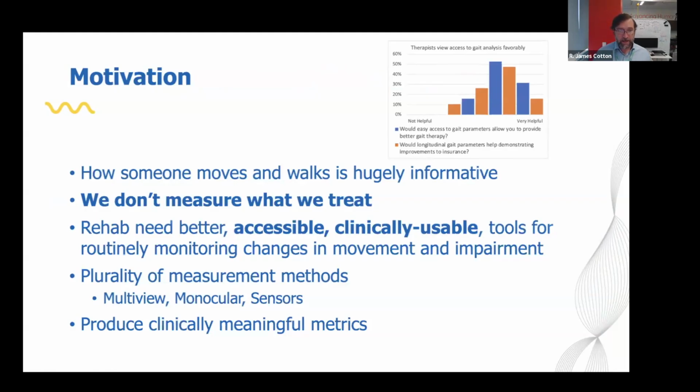And I think a big part of that is because we don't have the tools that make it practical to actually measure movement in the real world. And then, of course, if we do have those tools, we still wouldn't necessarily have the analytics to produce easy and meaningful metrics.